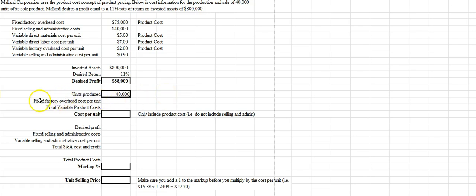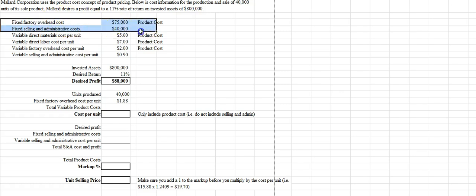And my fixed factory overhead cost per unit is going to be, well, I'm going to take fixed factory overhead, a total of $75,000, divided by 40,000 units. That's going to be $1.88, okay? See how I got that? Fixed factory overhead cost is given to me. And that's a product cost, right?